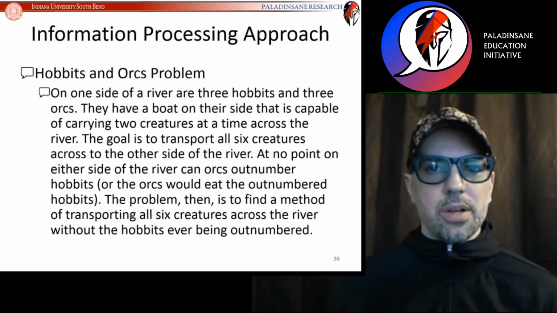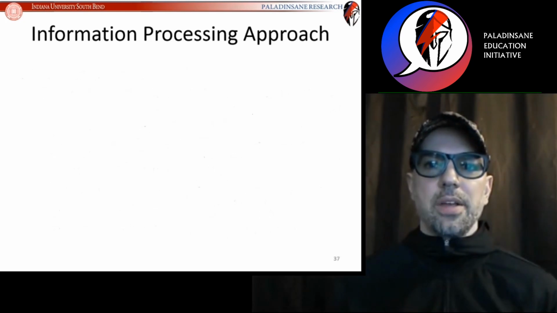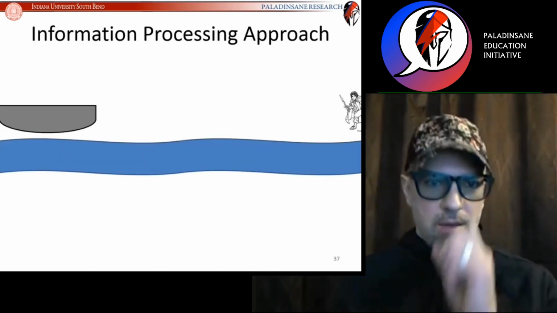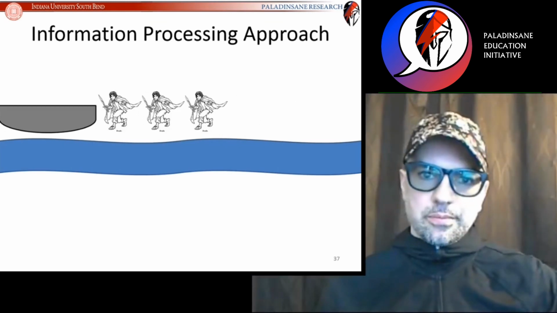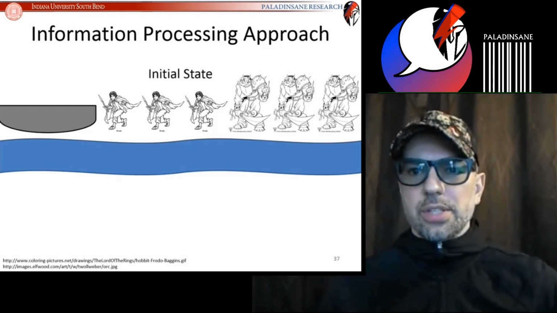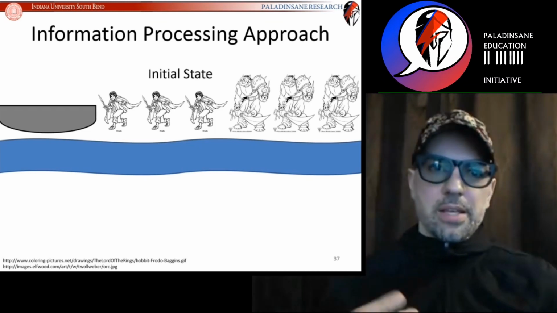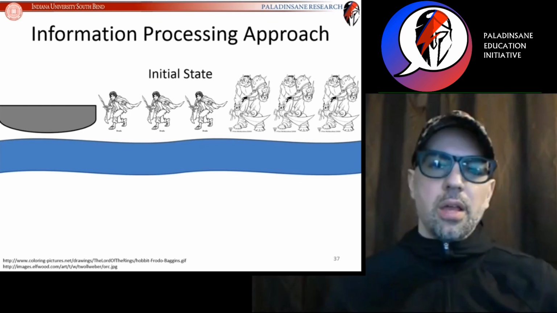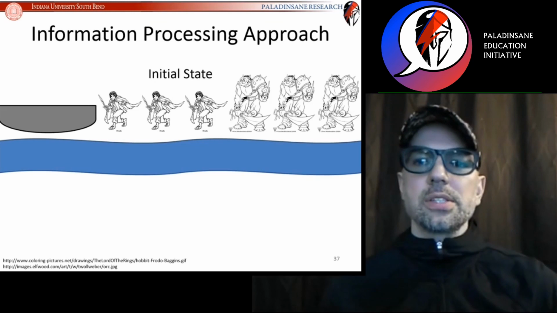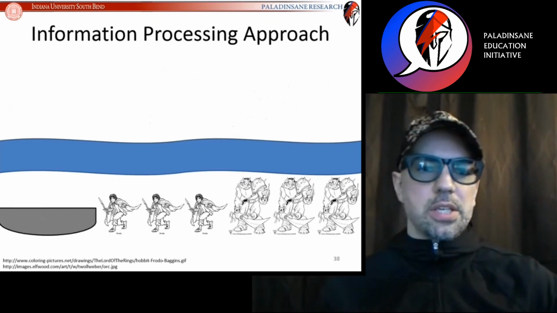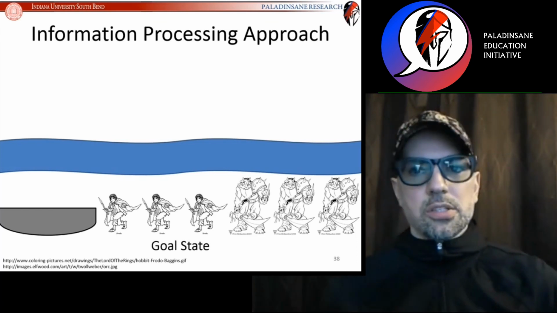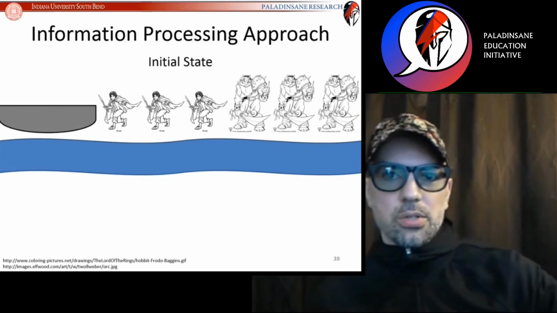So basically what we have here is a river, and a boat, and 3 hobbits and 3 orcs on one side of the river. So that is your initial state. In this problem space, that is where you start the problem. What you want to do is take that boat and transport all 6 of those people over to the other side of the river. That is your goal state. So we have our initial state and we have our goal state.